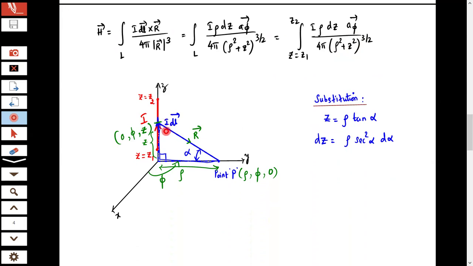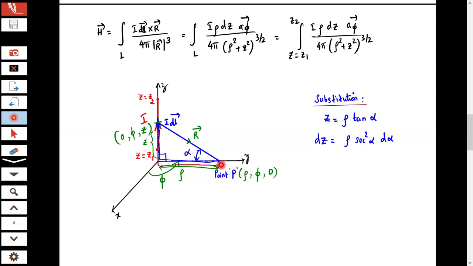If we consider a right angle triangle, including this line joining the current element idl and point P, the z-axis and the y-axis, this relation we can get between z and the included angle alpha. So the height z is from the origin to the current element idl, and point P is at a distance of rho from the axis. So this is rho, and the included angle is alpha.